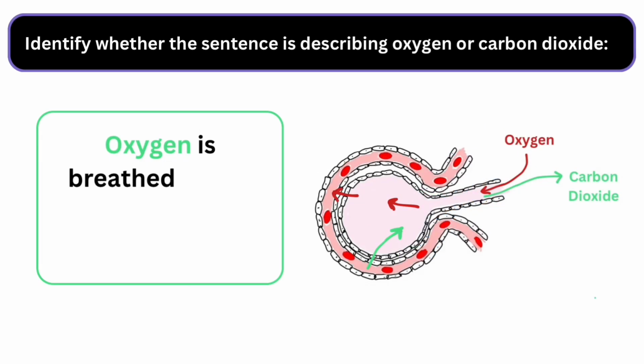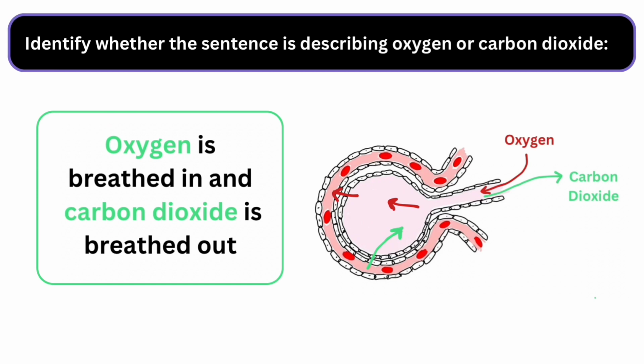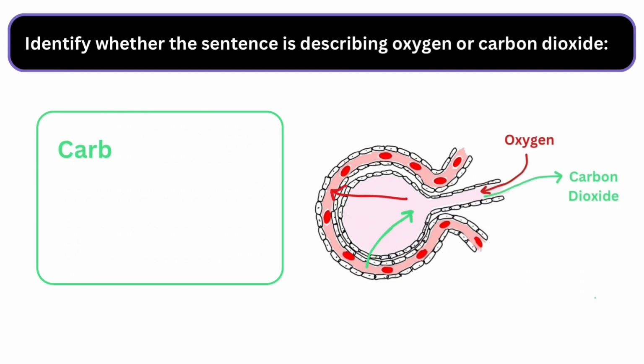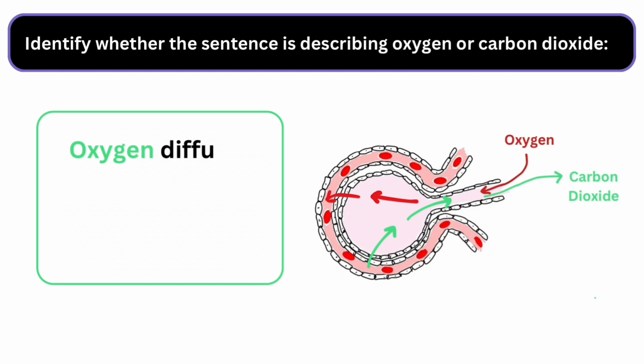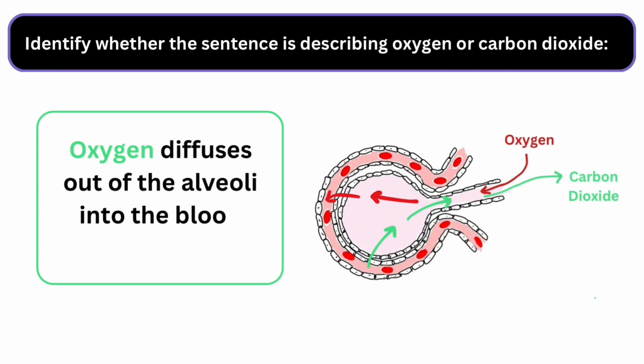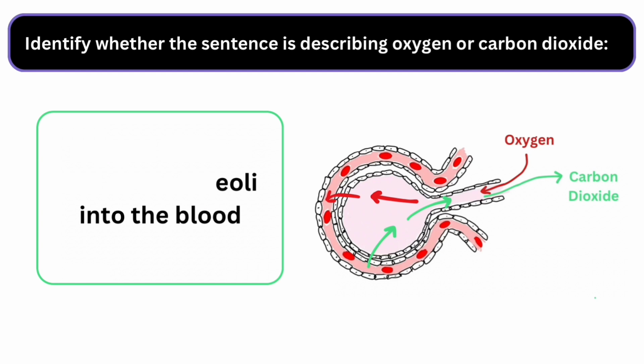Now let's fill in the gaps. So oxygen is breathed in and carbon dioxide is breathed out. So if we think of the alveoli air sacs, the blood is carrying carbon dioxide to them and it carries oxygen away from them. So carbon dioxide is carried to the alveoli by the blood. And then the final one, it is oxygen that is moving from the alveoli into the blood, because the blood will then carry the oxygen off around the body to where it is needed.